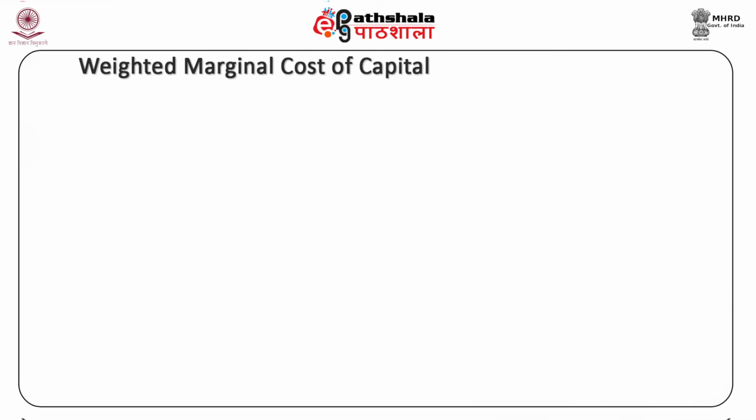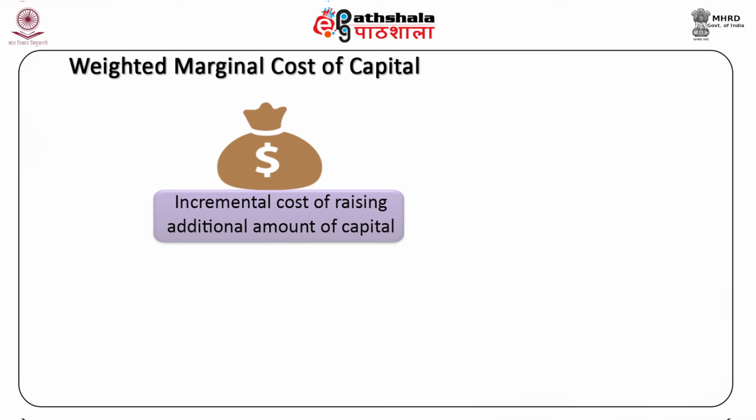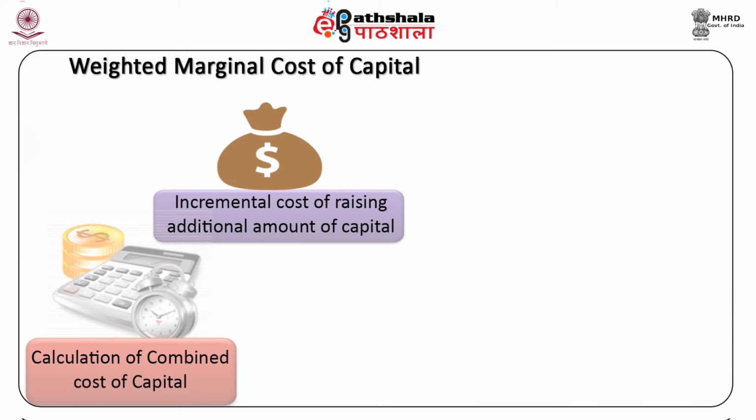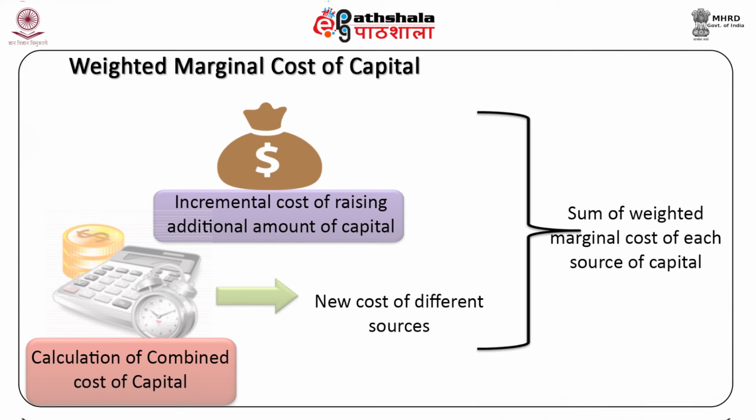Weighted marginal cost of capital refers to the incremental cost of raising additional amount of capital by the firm. While calculating the combined cost of capital, we should take the new cost of different sources of finance instead of taking their existing cost. It is the sum of weighted marginal cost of each source of capital.